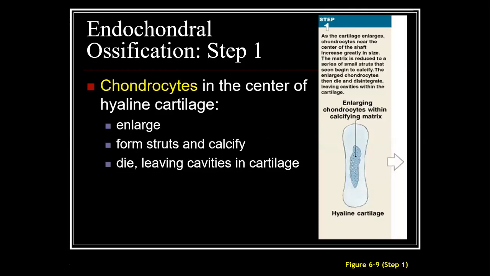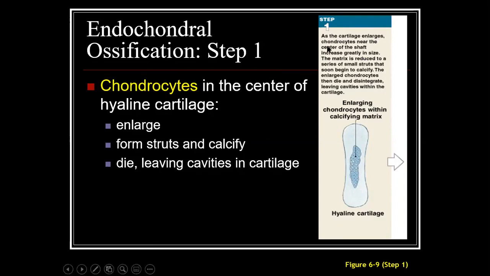Look at this picture as being the beginning of a humerus or a femur, okay? Step 1 is chondrocytes, so cartilage cells, in the center of the hyaline cartilage enlarge. They form struts and calcify. And then they die, leaving cavities in the cartilage.